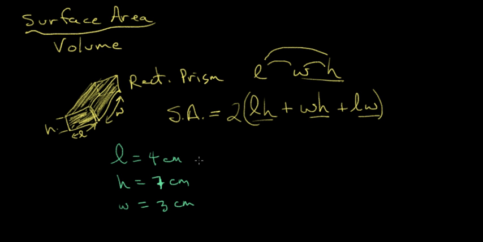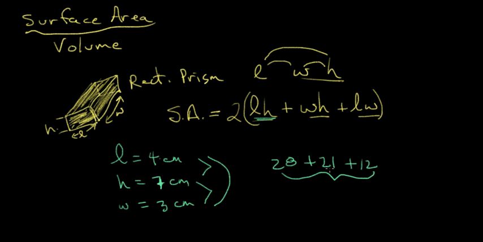Now the easiest way, and I'm going to show you this because it's really a simple way to do this: 4 times 7 is 28. That's the length times the height. Plus 3 times 7 is 21. Plus the other two we didn't count yet. 4 times 3 is 12. So you add those three together. 28 plus 12, that's 40, plus 21 is 61. But I've only counted 3 sides now, so I have to multiply that by 2.